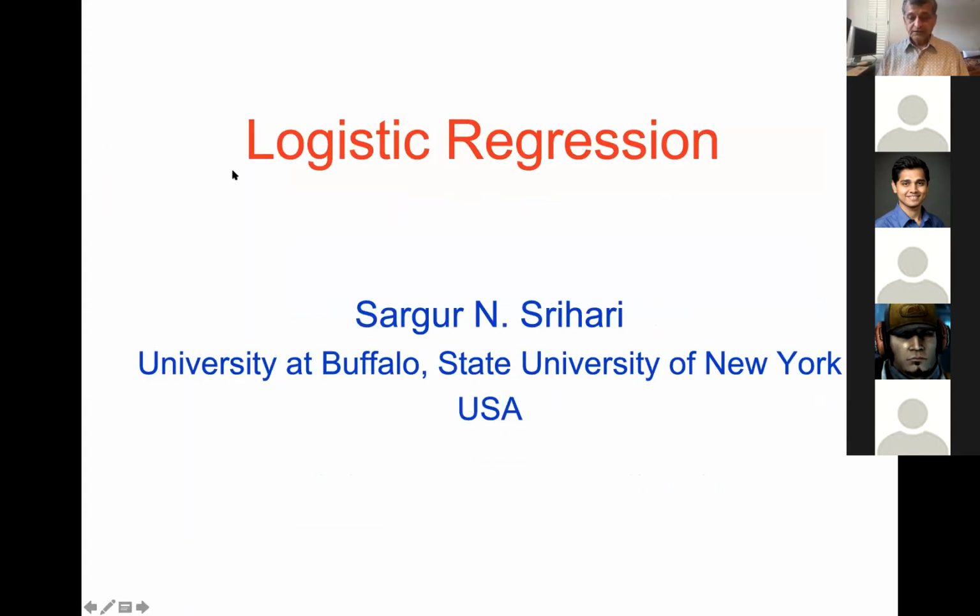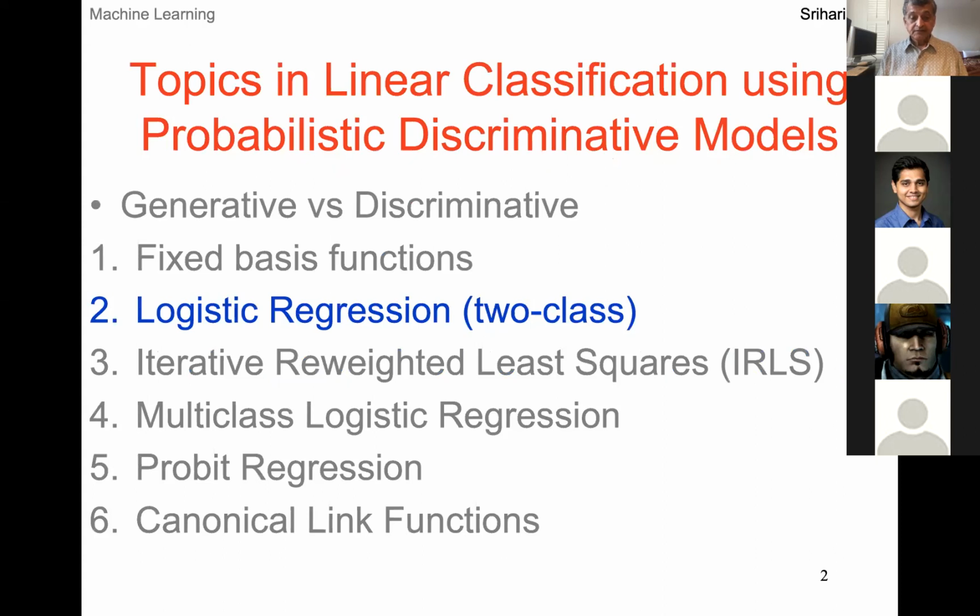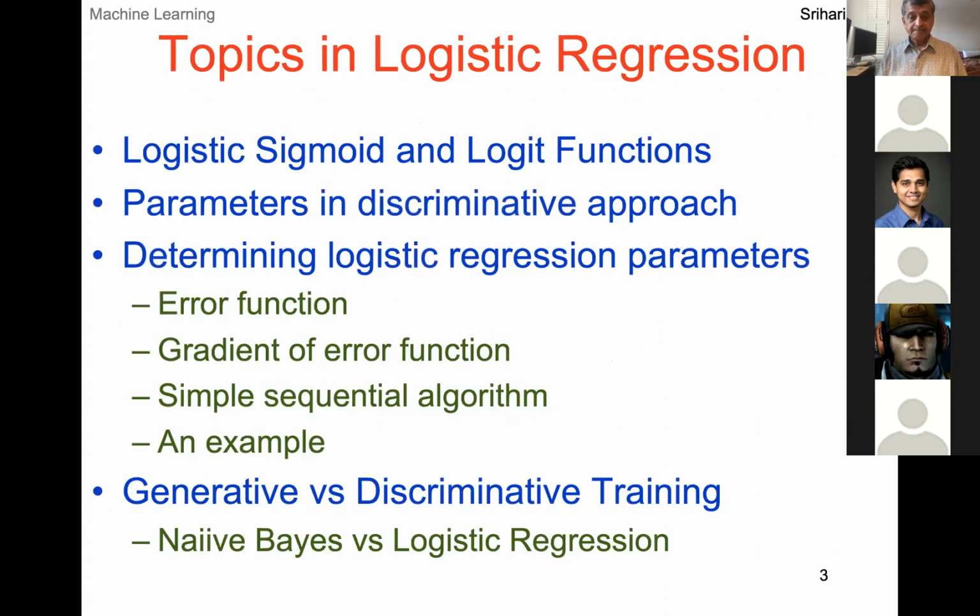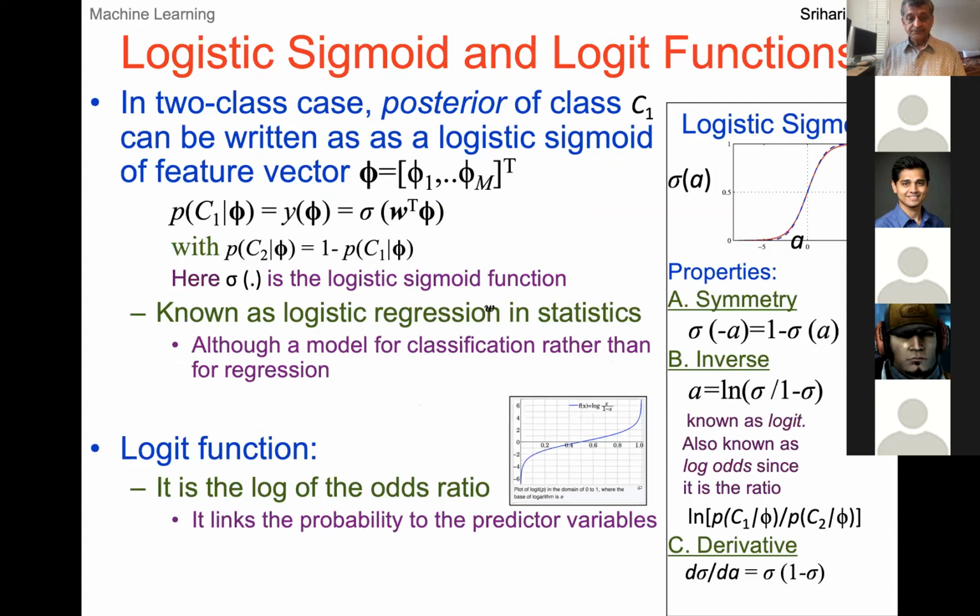We are into the second part of probabilistic discriminative classifiers, logistic regression. We look at the two-class problem. The topics here are logistic sigmoid and logit functions, parameters in the discriminative approach, determining logistic regression parameters, error function, gradient of error function, simple sequential algorithm example. You've done all of that for your project. And generative versus discriminative training, naive Bayes versus logistic regression.